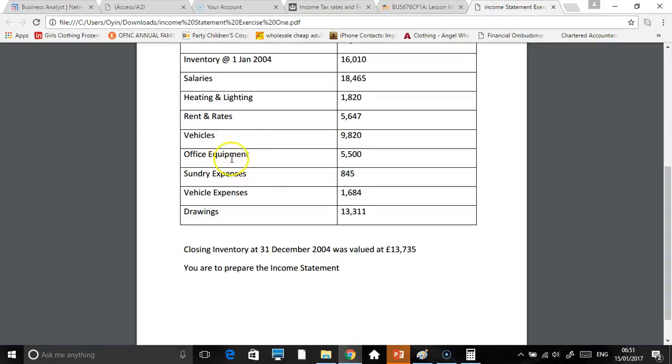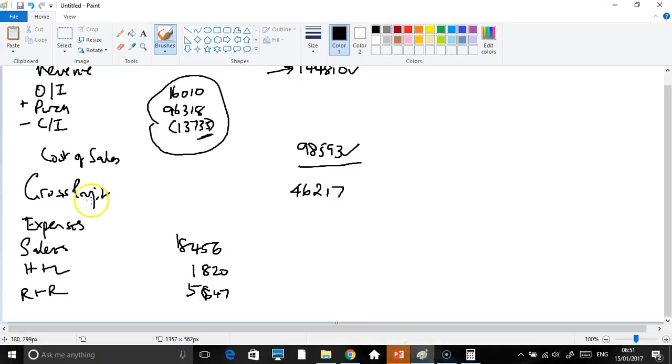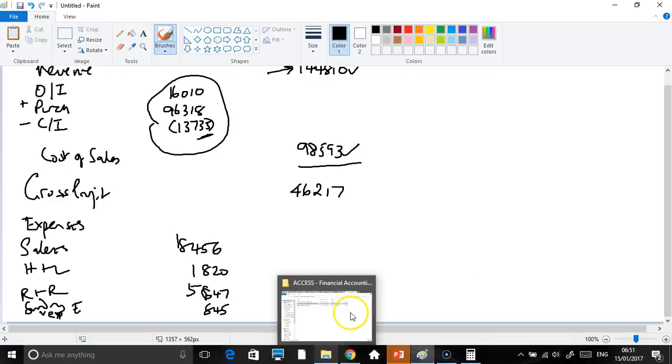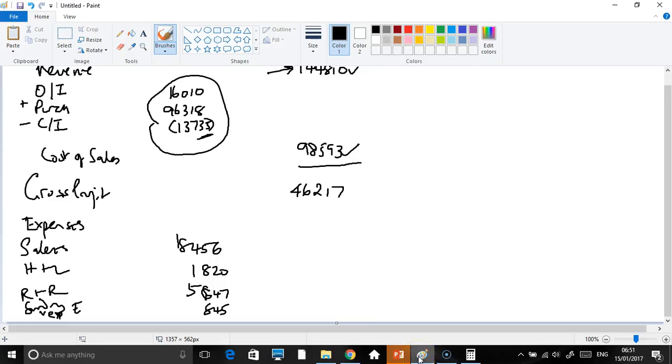Vehicles as an asset, those are assets. So the only other two are the sundry expenses and vehicle expenses. So sundry 845. And the last one are your vehicle expenses, and that is for 1,684. So what we need to do is to add all these together.